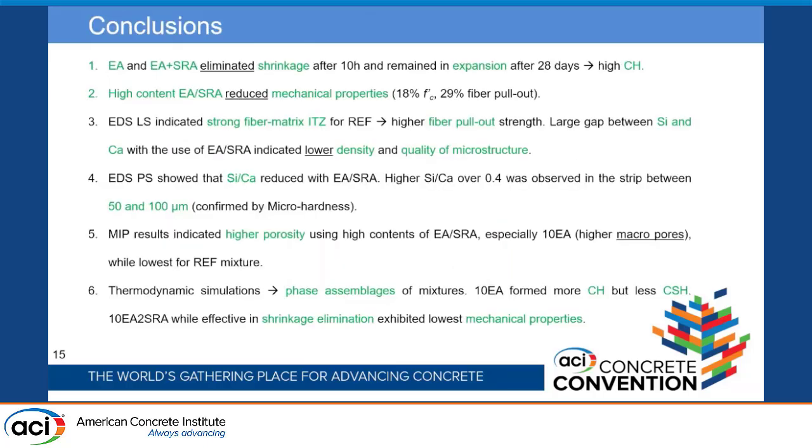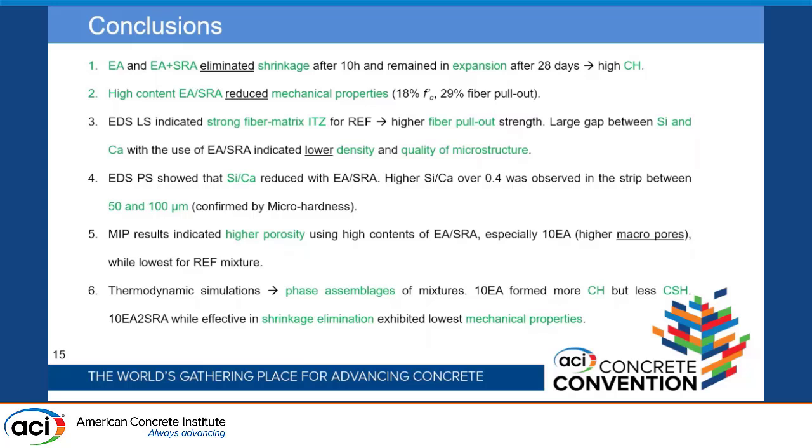In conclusion, EA and the combination of EA and SRA eliminate shrinkage after 10 hours for the fiber reinforced mortar which I studied, and those mixtures remained in expansion even after 28 days. That was due to the high content of portlandite formation. A high content of shrinkage mitigating materials reduced mechanical properties, and EDS line scanning indicated a strong fiber matrix ITZ for the reference, which implies higher fiber pull-out strengths for the reference.